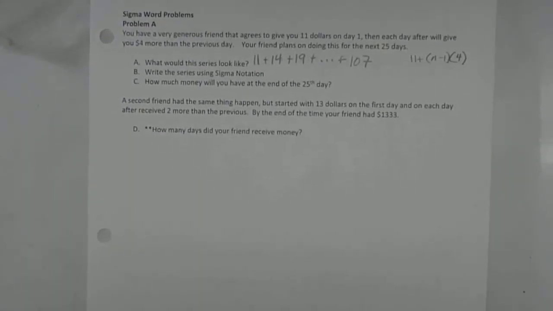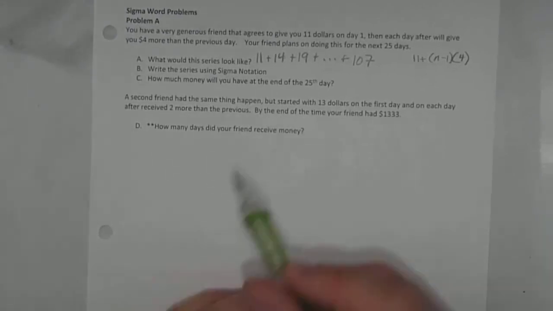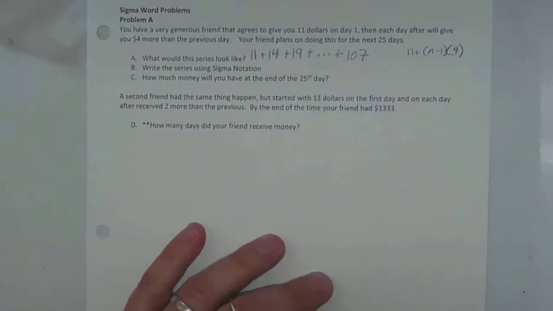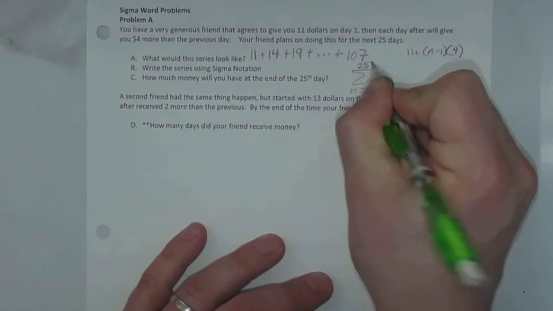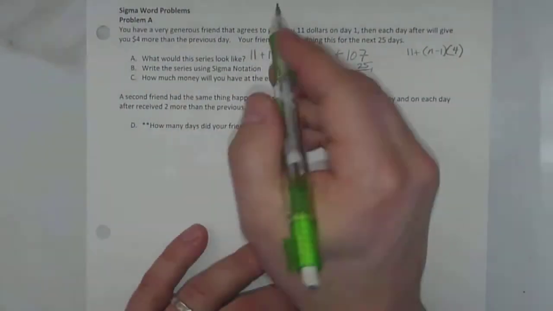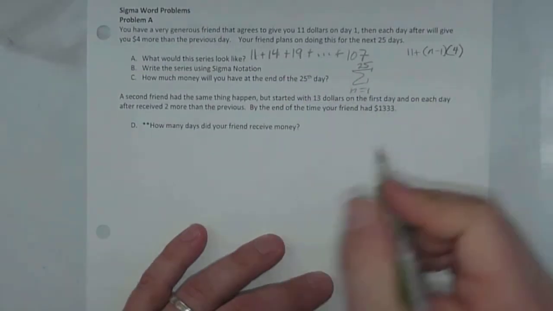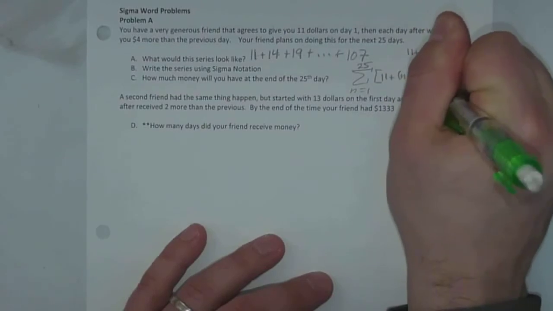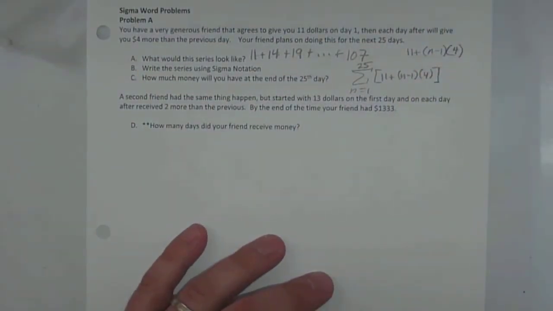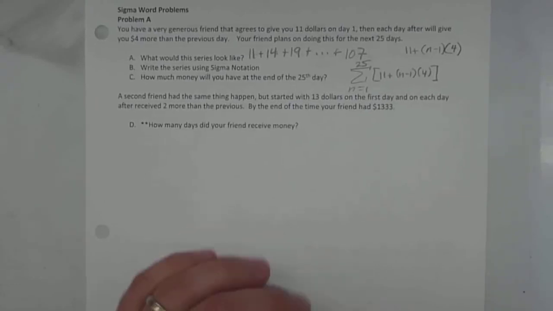So now we're going to take that, and we're going to write it in sigma notation. All right, sigma notation, again, is shorthand for this series. So I'm going to draw my sigma. I'm going to start at 1, and we're going to go all the way up to 25. And then the rule that generates these numbers is exactly what we just found with our 11 plus n minus 1 times 4. Okay, you can leave it like that, or you can clean up the inside by distributing and combining like terms. You would have 4n plus 7 in that case.